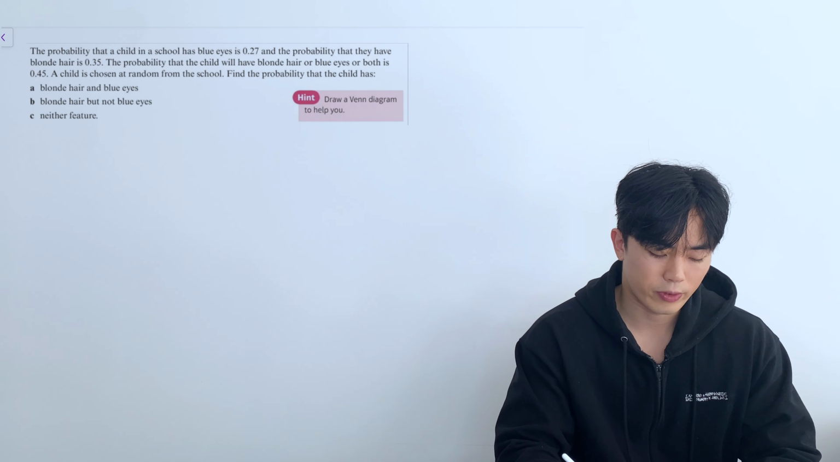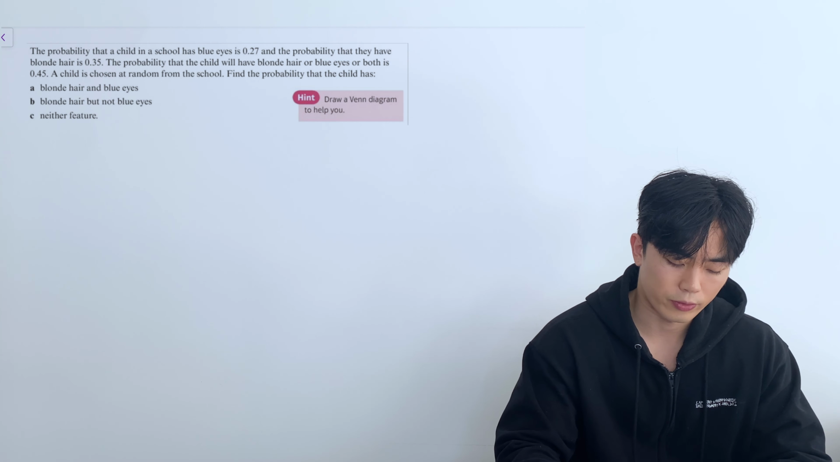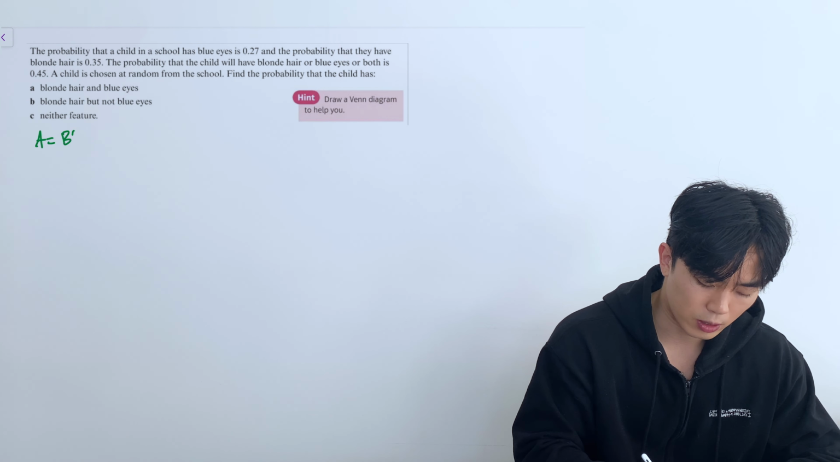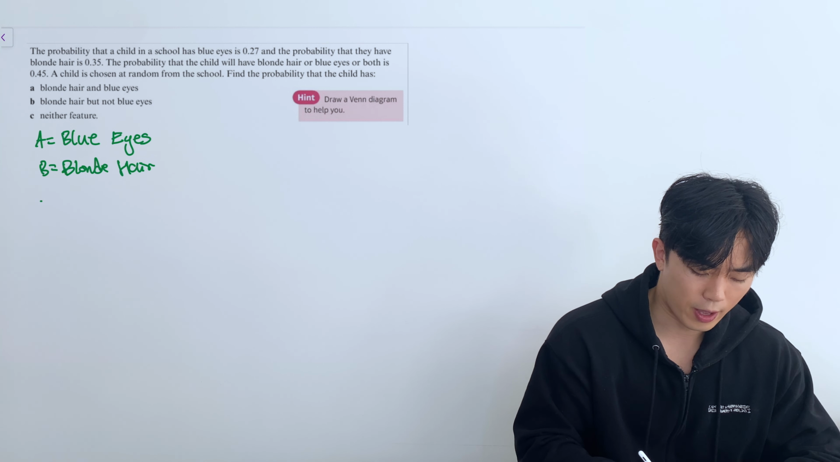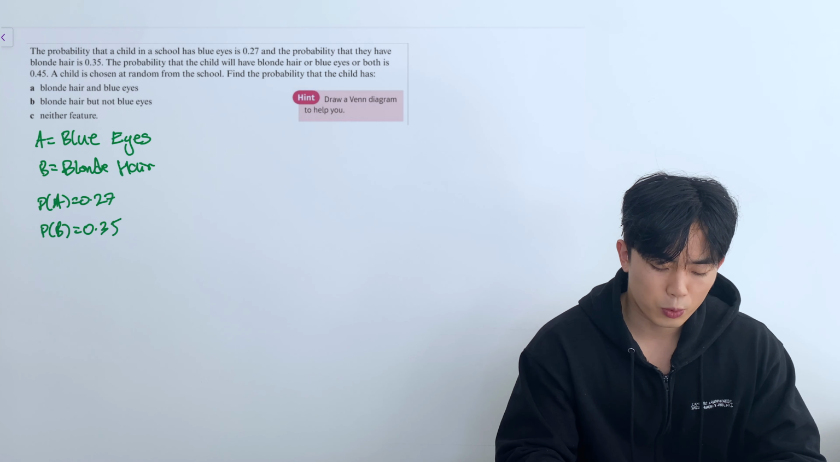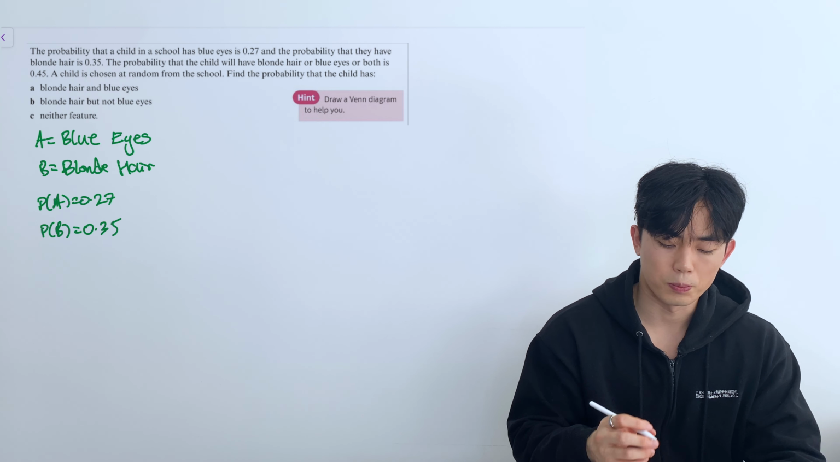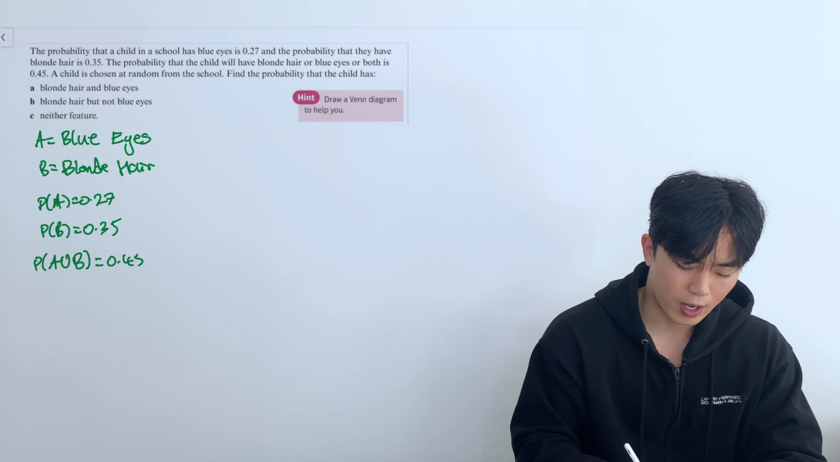Let's try a question. The probability that a child in a school has blue eyes is 0.27 and that they have blonde hair is 0.35. Let's write it out quickly. Let A be blue eyes and B be blonde hair. So P(A) is 0.27 and P(B) is 0.35. The probability that the child will have blonde hair or blue eyes or both is 0.45, which represents P(A union B), so that's equal to 0.45.